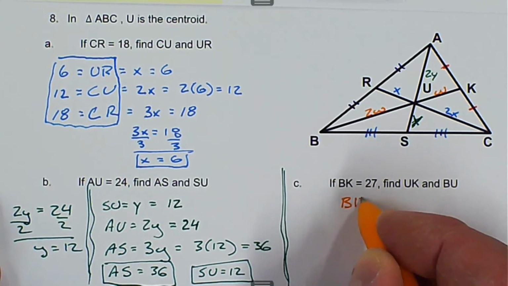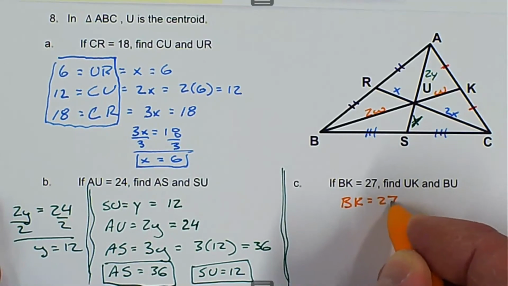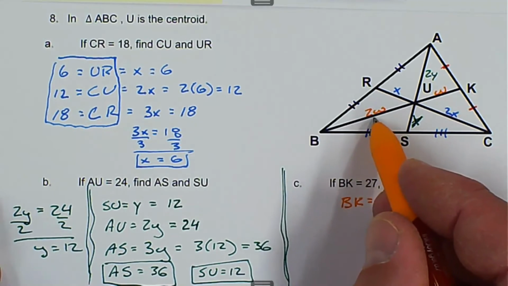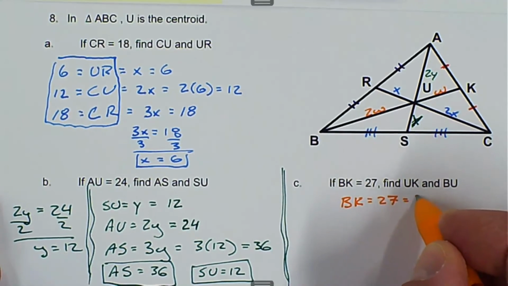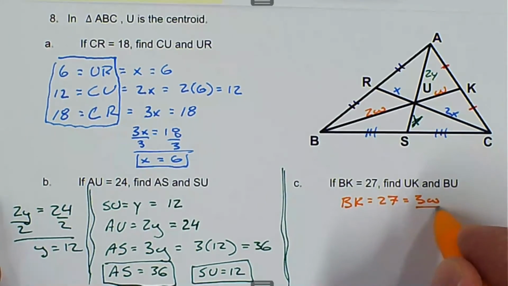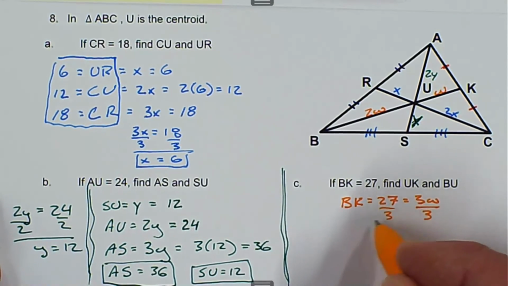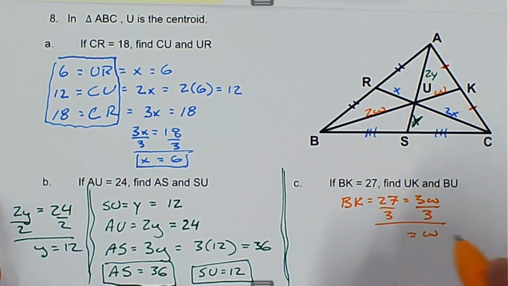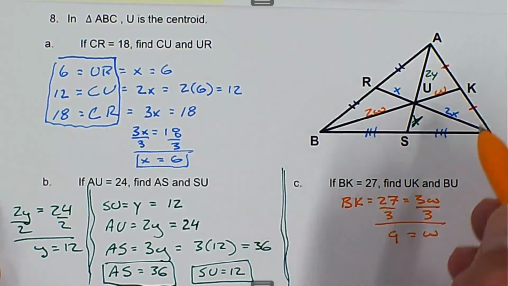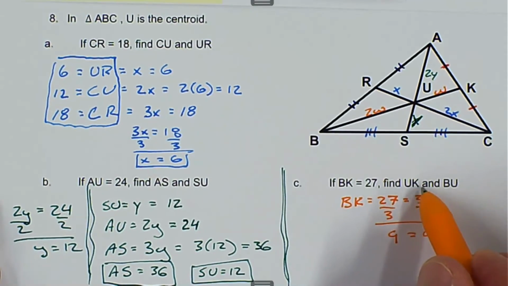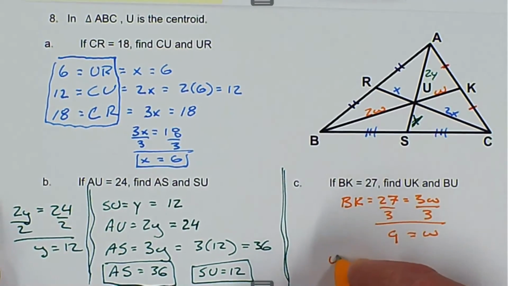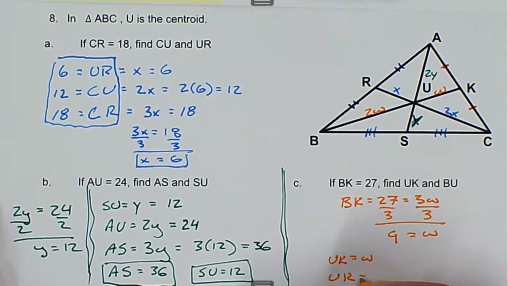So BK is equal to 27, but it's equal to 2W plus W, which is 3W. So divide by 3, and we get W is equal to 9. Then we can substitute it in. UK is equal to W, so UK is equal to 9.